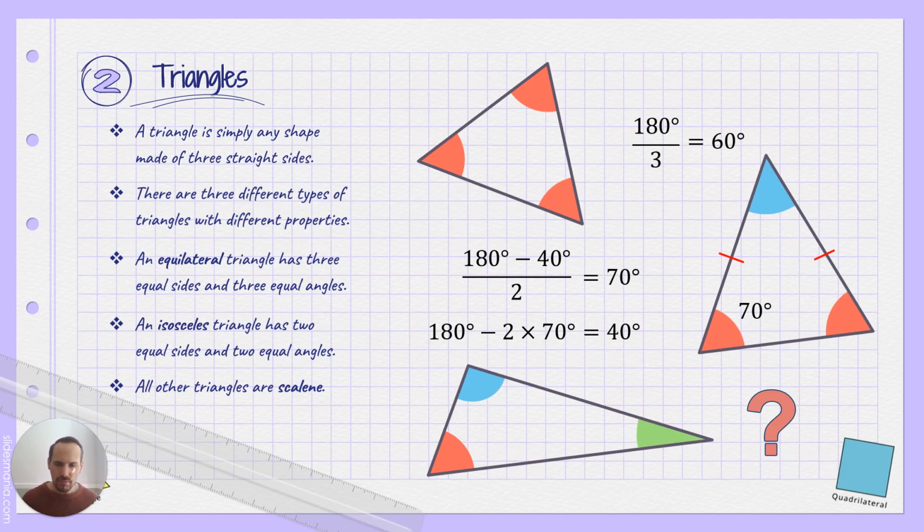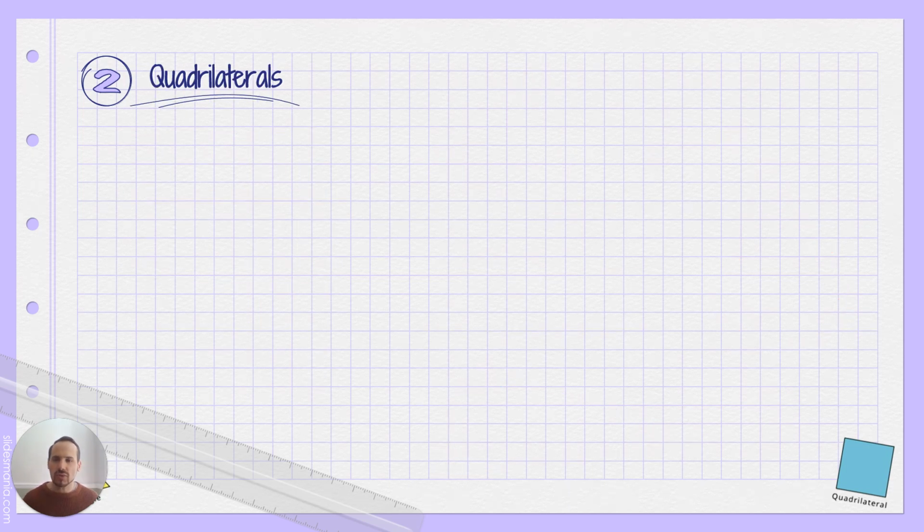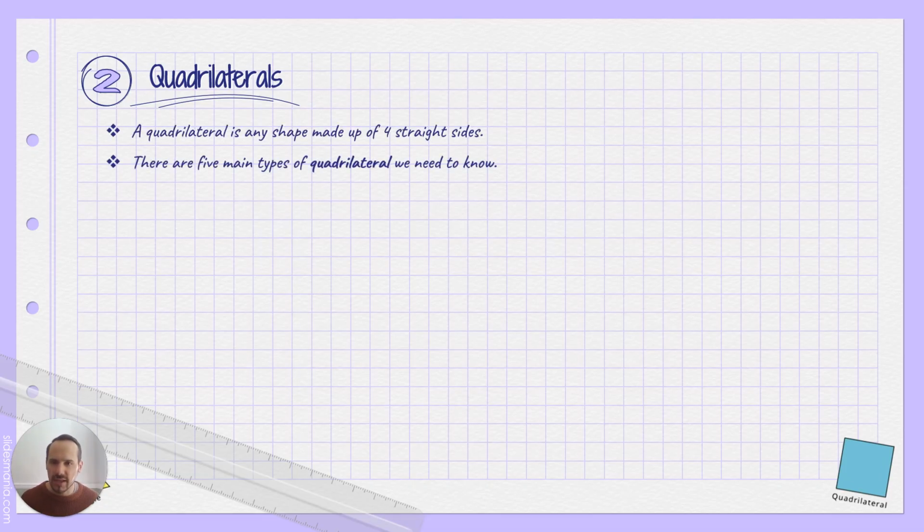That is something we'll encounter a bit more, or perhaps a little bit in trigonometry when we study triangles in more depth. So quadrilaterals now. A quadrilateral, quad meaning 4, is a 4-sided shape made up of 4 straight sides. There's 5 main types of quadrilaterals we need to know.